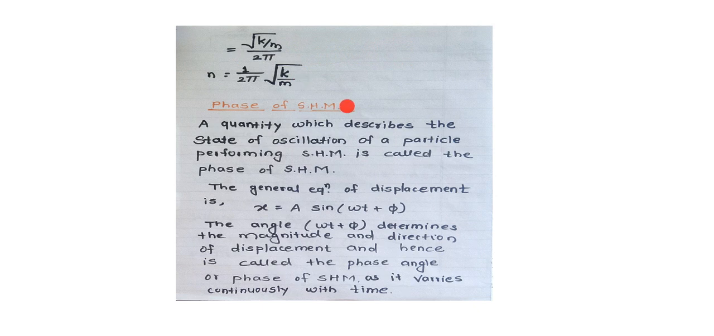Now the phase of simple harmonic motion. What is a phase? A quantity which describes the state of oscillation of a particle performing simple harmonic motion is called the phase of simple harmonic motion. The general equation of displacement is x equals a sin(omega t plus phi). The angle omega t plus phi determines the magnitude and direction of displacement, and hence omega t plus phi is called the phase angle or phase of SHM, simple harmonic motion, as it varies continuously with time.